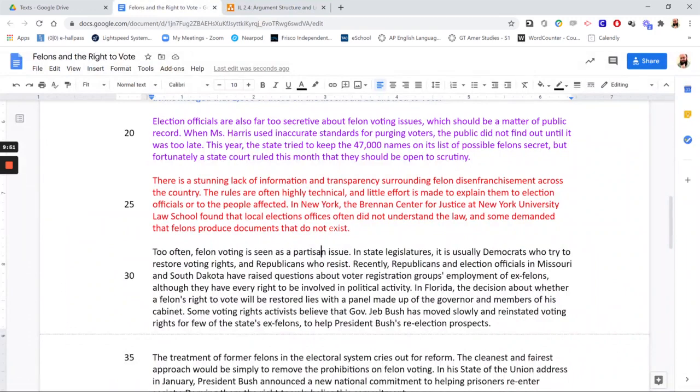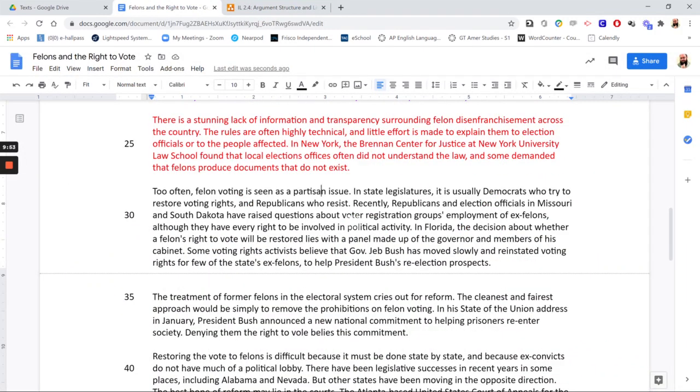All right, so after color coding that paragraph red, it's time to look at paragraph 6, which is the last paragraph we're going to map. It says, too often felon voting is seen as a partisan issue. In state legislatures, it is usually Democrats who try to restore voting rights and Republicans who resist. Recently, Republicans and election officials in Missouri and South Dakota have raised questions about voter registration groups' employment of ex-felons, although they have every right to be involved in political activity. Yeah, they just can't vote. They can help register people to vote.